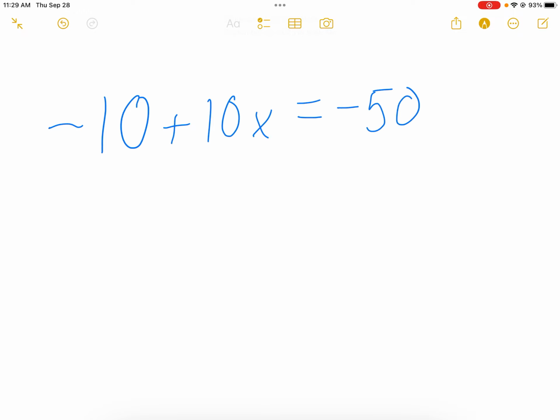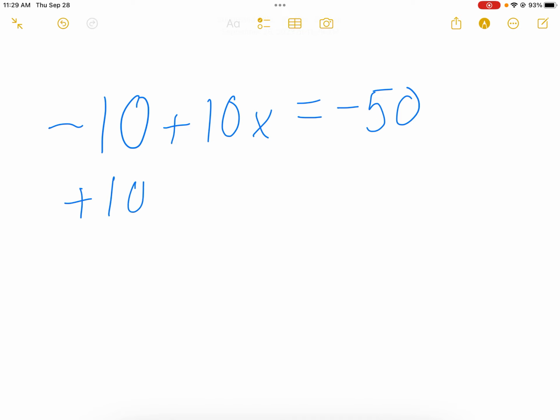A big important problem in here: what happens when you put negatives into that kind of equation? They work very similar to positives. The only difference is that they're negative. Well, duh. But what actually happens is this. I'm looking at the 10x. I want to get that by itself, so I need to get rid of this negative 10.